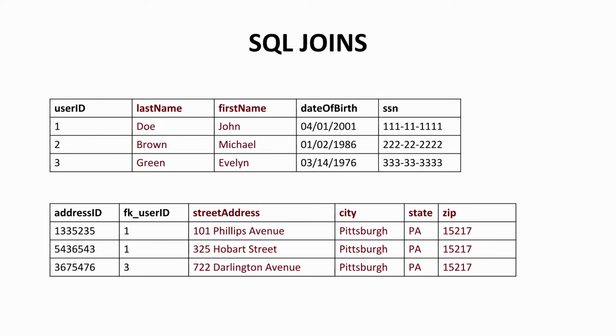So what I want to do is from the first table, I want to take these 2 columns: last name and first name. And from the second table, I only want to take street address, city, state, and zip. So basically what I want to do is smoosh these 2 together.